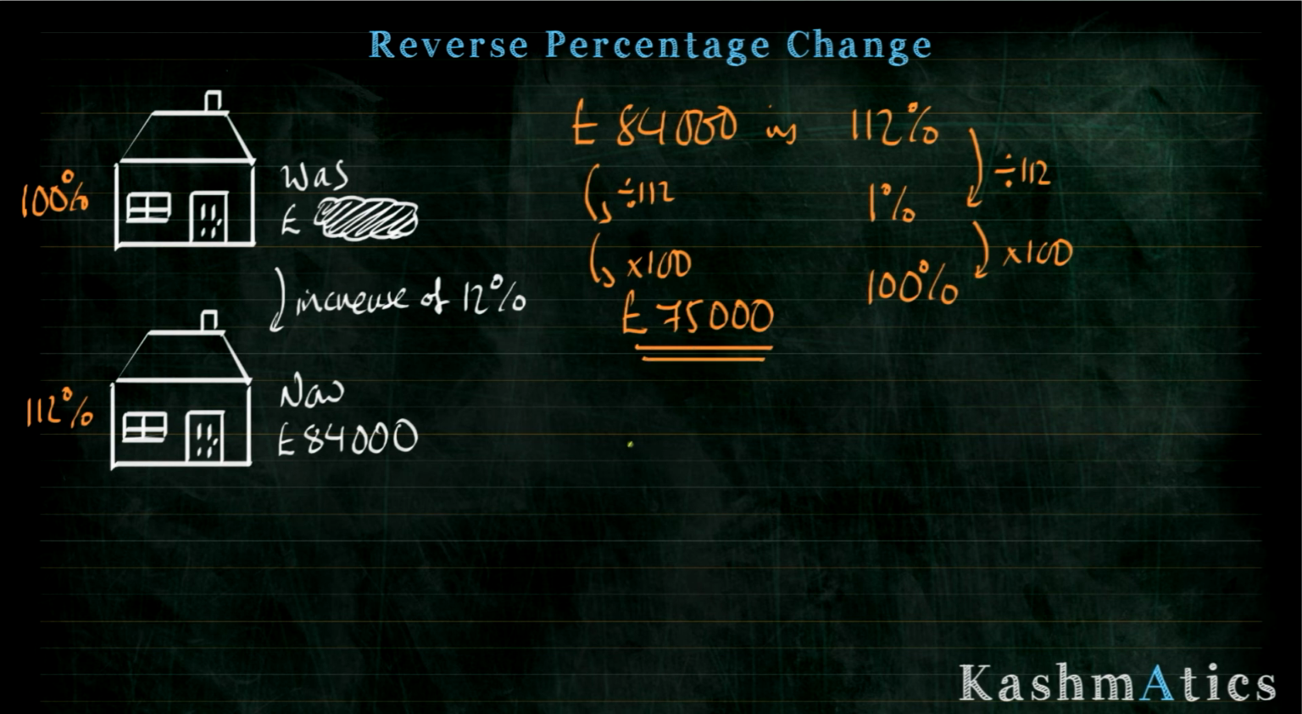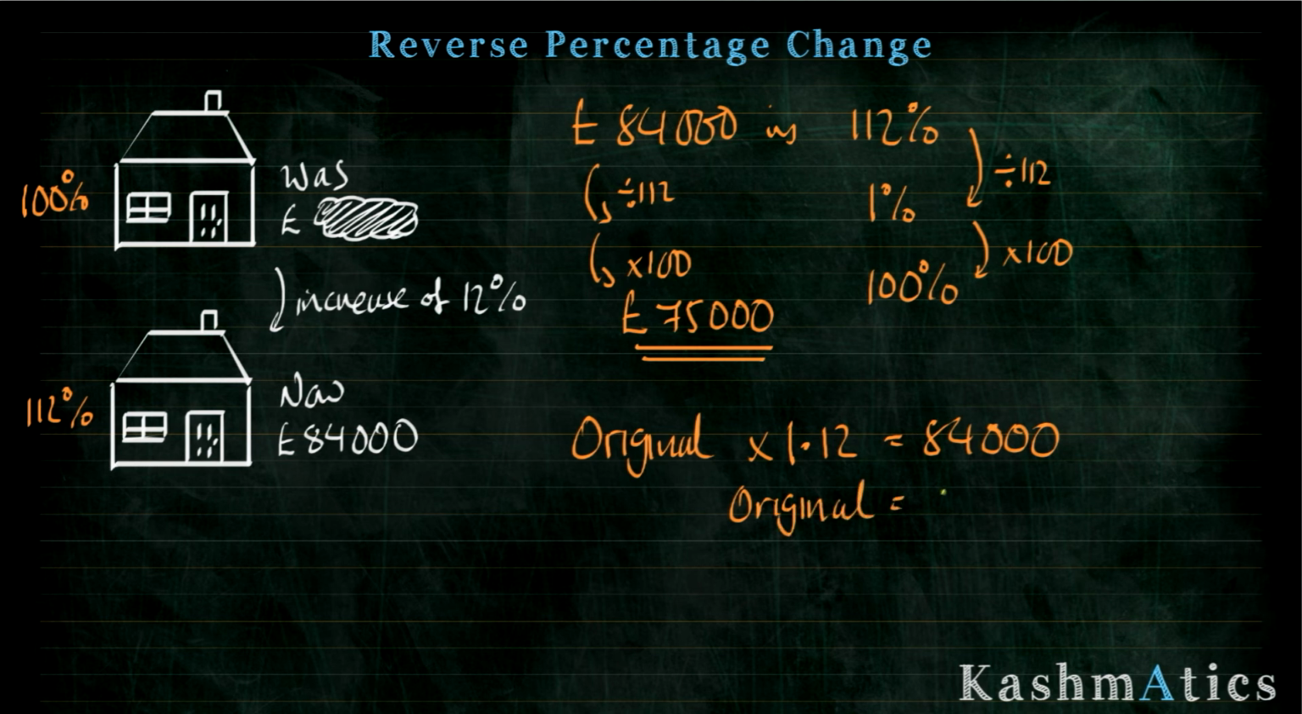Now I can do the same thing using a multiplier. So the original multiplied by 1.12, because it's increased by 12%, equals 84,000. So to work out the original, it's going to be 84,000 divided by 1.12, and that gives you the exact same answer, £75,000.